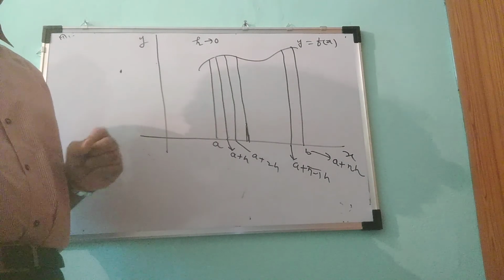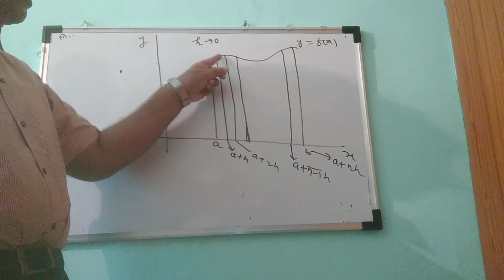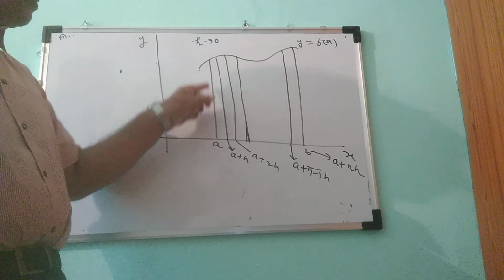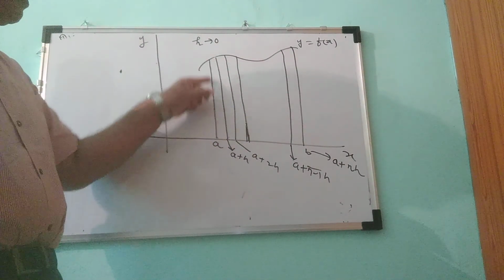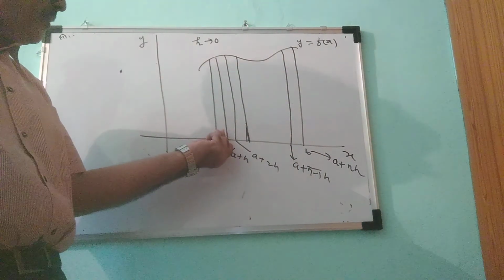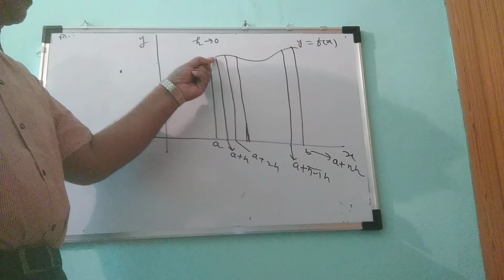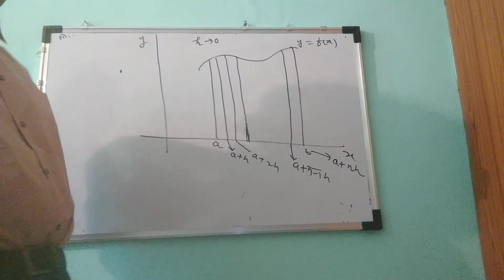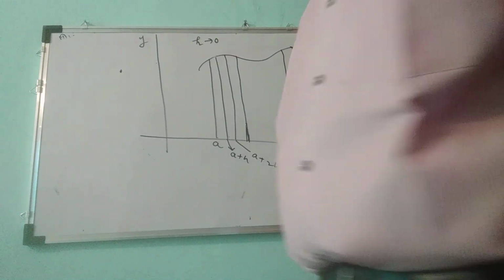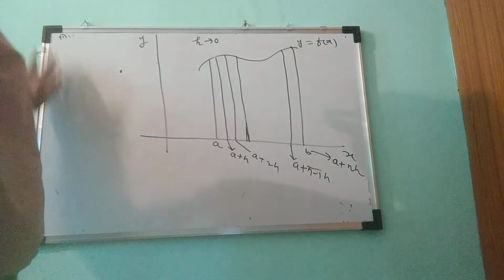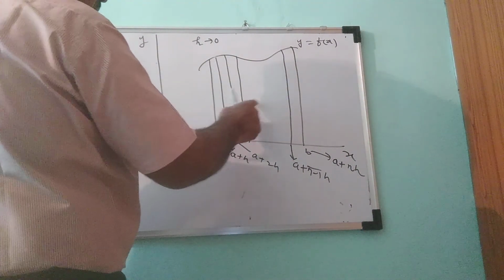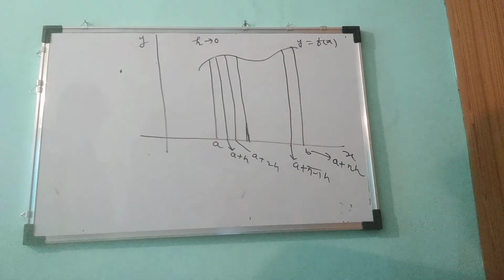Now it is not a rectangle. It is a curve. The presence of this curve will not help us in concluding that this figure is a rectangle. But if I make the gap very small, then this curve can be treated as a straight line. And if this curve is treated as a straight line, then I can say this is one rectangle, second rectangle, third rectangle, fourth rectangle, and nth rectangle.